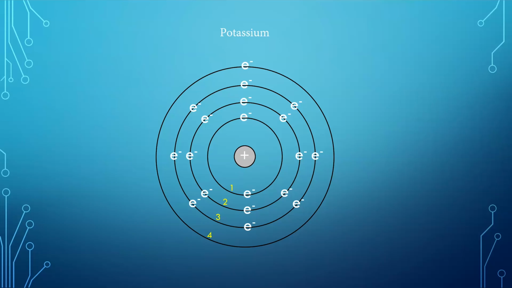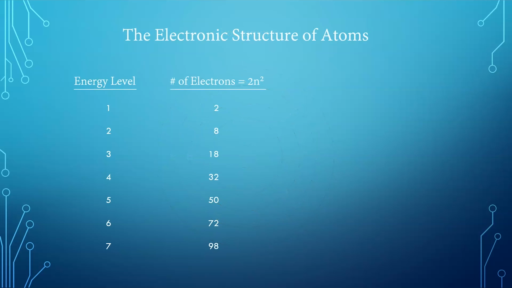Surprisingly, it turns out that that 19th electron in potassium actually goes into energy level number 4. Now this may seem like we're violating our unbreakable rule, but it turns out the structure of the atom is a little more complicated than we thought. We've already decided that the atom is divided into energy levels, and the number of electrons in each energy level can be determined by this equation, 2n squared.